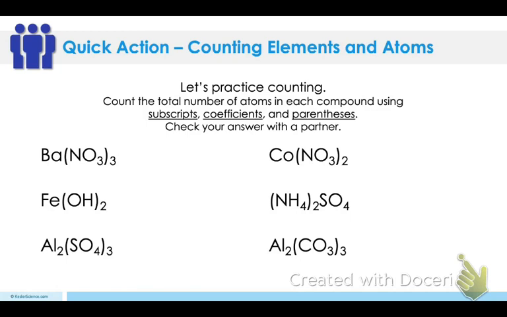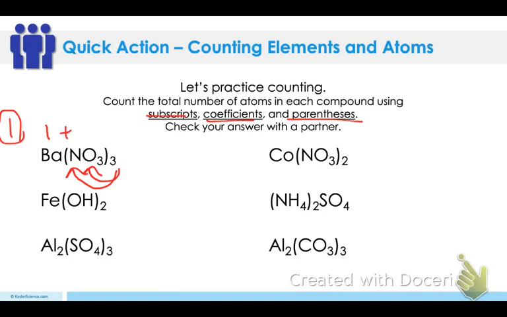Alright, now you're going to practice this. So, we're practicing with the subscripts, the coefficient, and the parentheses. So for barium, this first one that we're going to do together, I have 1. Again, that 3 does nothing to that barium. It's not in the parentheses, so we're not going to distribute that 3 to the barium. We're only going to distribute that 3 to the nitrogen and to the oxygen.